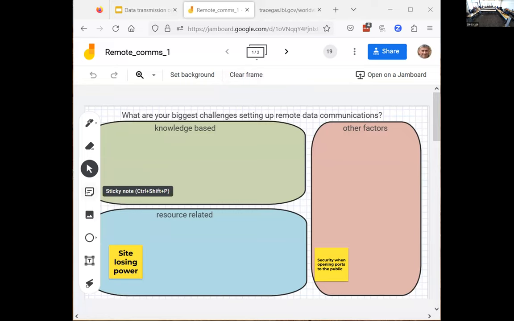And then I've put three different boxes. You can move your sticky note to one of them, whether it's a knowledge-based challenge, a resource-related challenge, or something else.